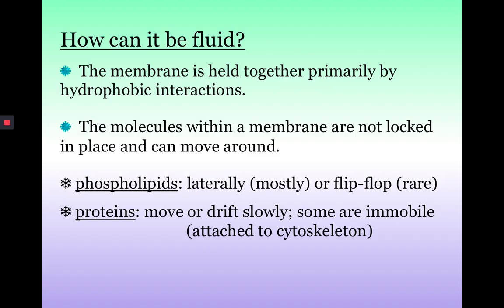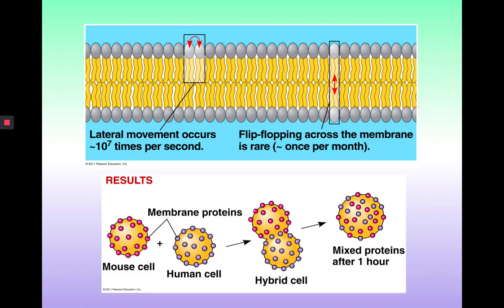Sometimes they flip-flop, but that's rare, okay? And the proteins move or drift slowly, which makes sense because you're looking at their size in comparison with the phospholipids. They're much larger. Some are immobile, some can't move because they're attached to the cytoskeleton, okay? So lateral movement occurs 10 to the 7 times per second. That is a lot, okay? That's a significant amount. We're talking 10 million times per second.